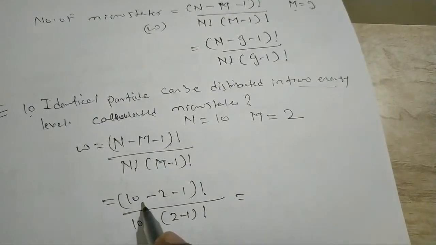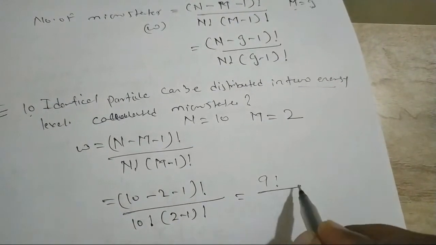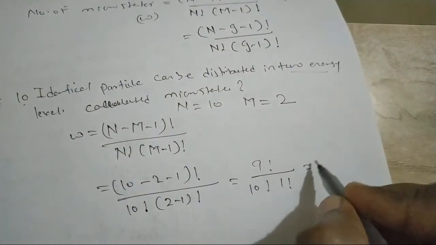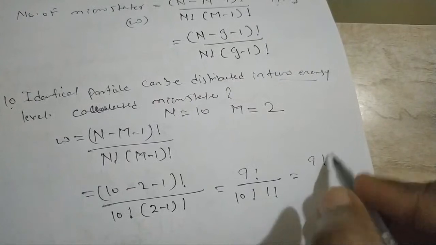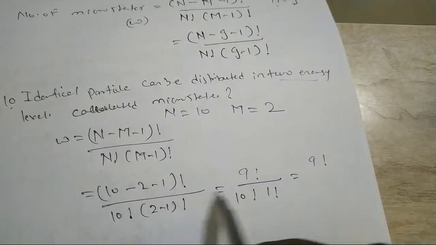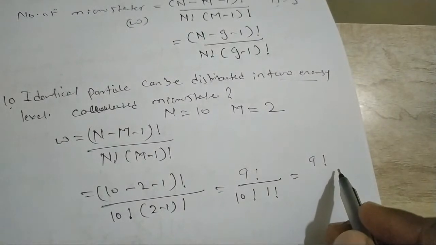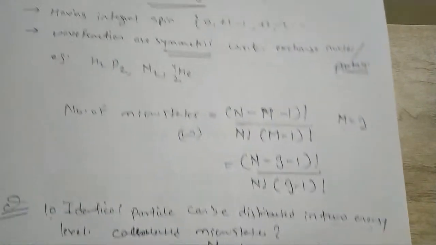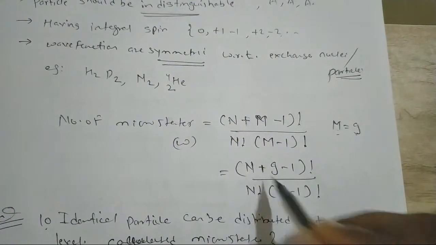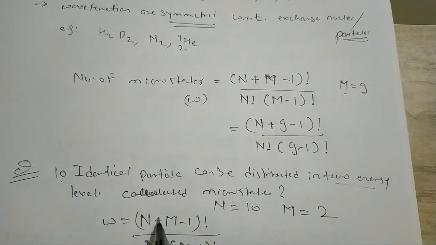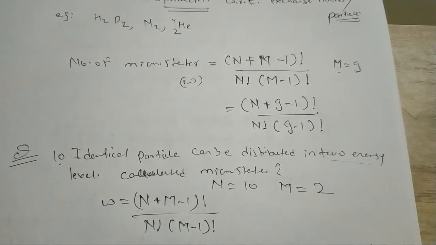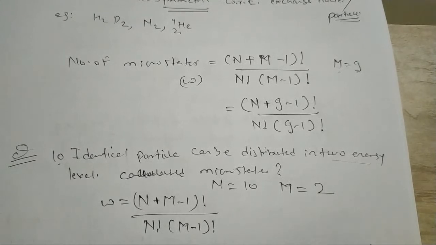So we get 9 factorial upon 10 factorial, and this is 1 factorial. Wait a second, sorry. Here it is a plus. So 10 plus 2 is 12, minus 1, here 11 factorial.